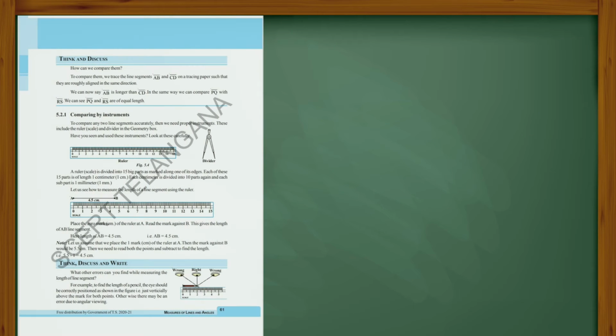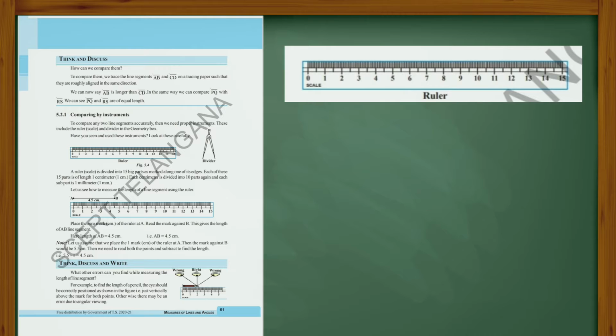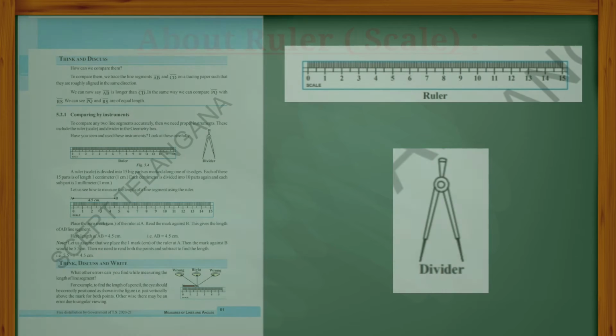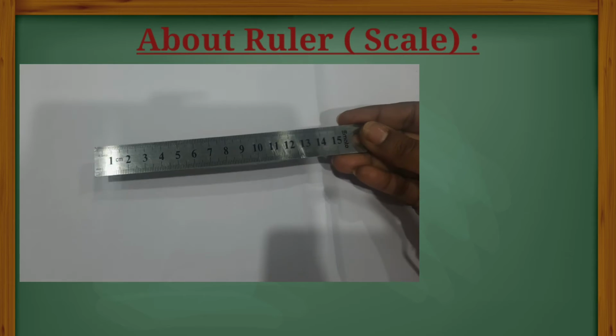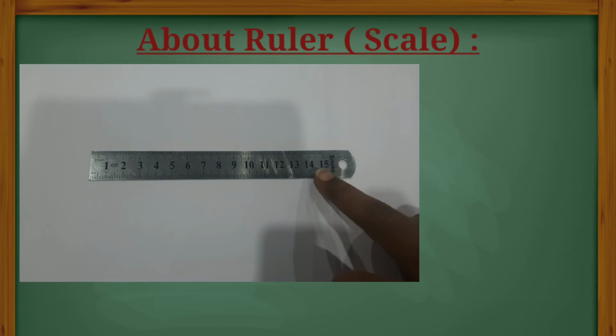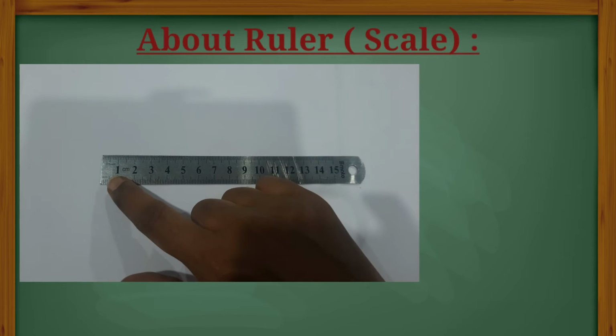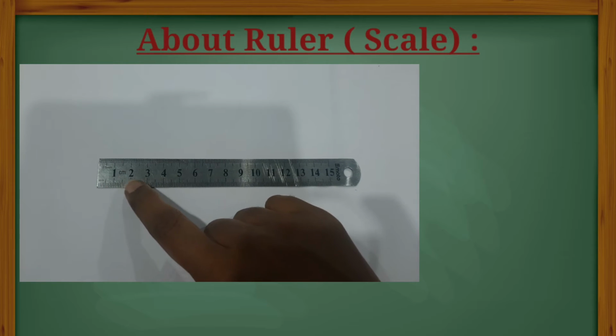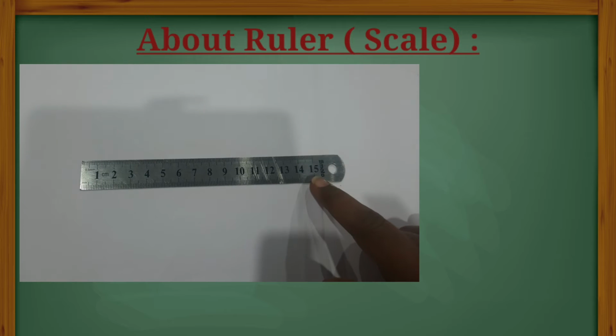Now come to page number 61 and observe the pictures over there. Yes, you will identify a scale, also called a ruler, and also a divider. You can find these objects in your geometry boxes. Now we'll learn something about the ruler. The ruler is divided into 15 big parts, as marked along one of its edges. The parts are 0 to 1 is one part, 1 to 2 is another part, 2 to 3, like that, 15 equal parts.